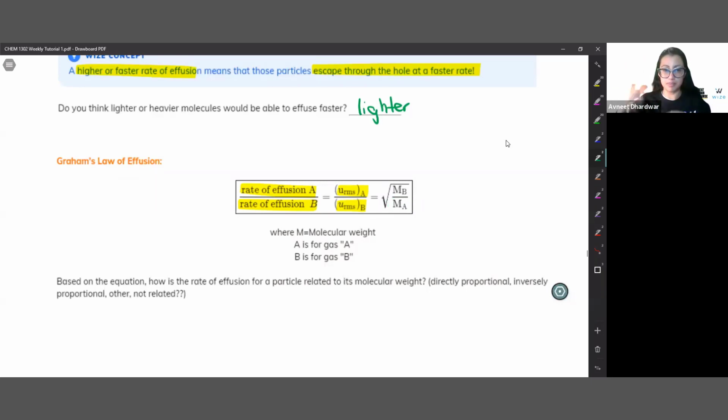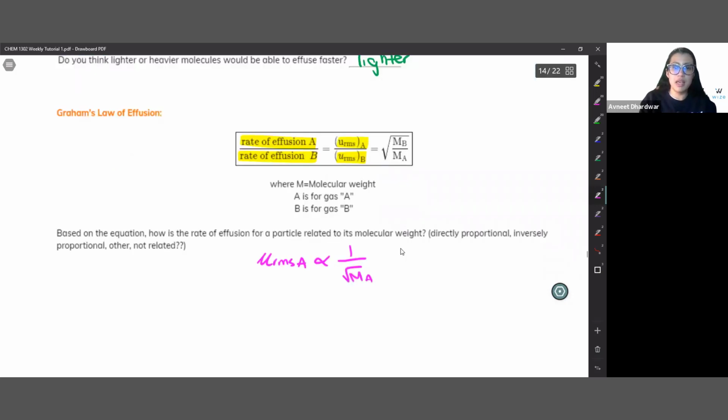What this is saying is that the root mean squared speed of, let's say, gas A is proportional to 1 over the square root of its molar mass. If I had a very, very heavy gas with a high molecular weight, it's going to have a very low root mean squared speed. It's not going to be moving very fast. That's what this equation is pretty much showing us.